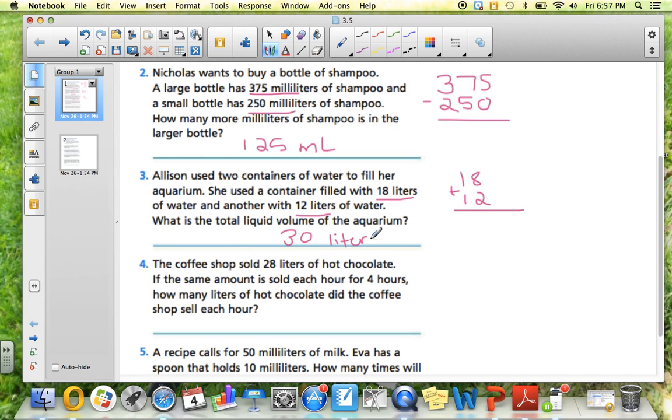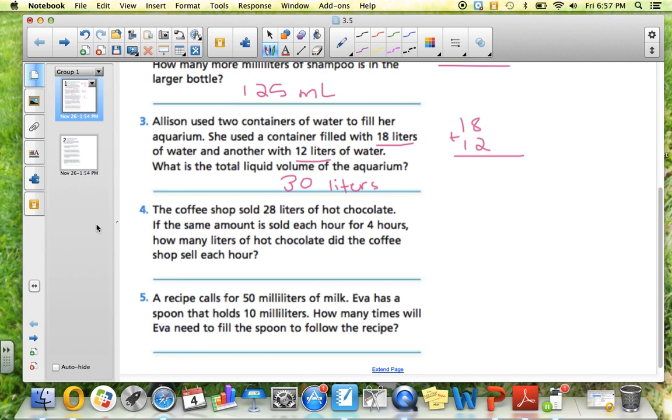Liters. Okay, so now for number 4 and 5, I'm going to have you pause the video and solve number 4 and number 5 on your own. Then I want you to discuss with your partner once they've finished. I want you guys to check to make sure you have the same answers. And if you don't, talk about it and figure out why you don't and what the correct answer is, and then come back to check your answers and see if they're correct. Okay, welcome back. So the answer to number 4 is 7 liters, and the answer to number 5 is 5 times. So hopefully you got those correct. If not, come find me and I will help you figure it out.